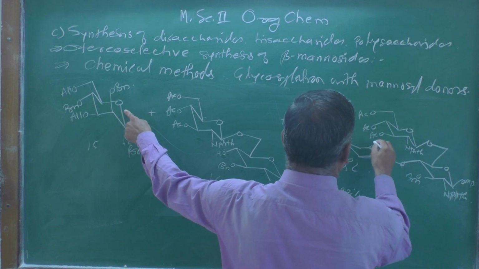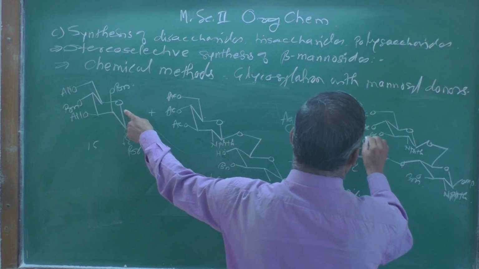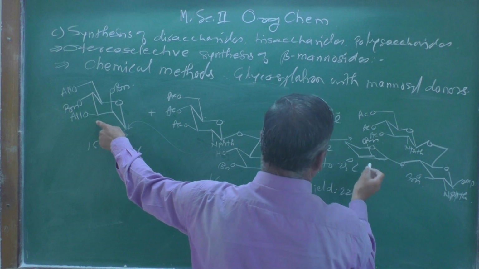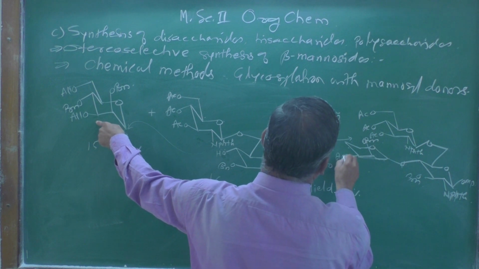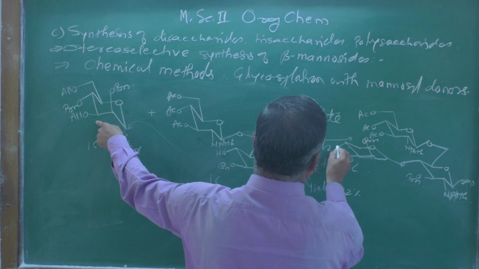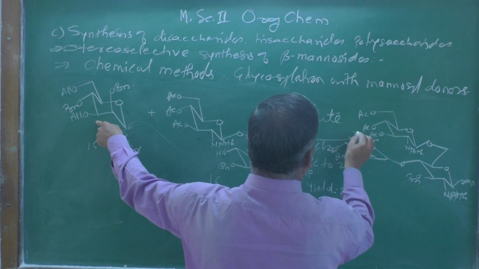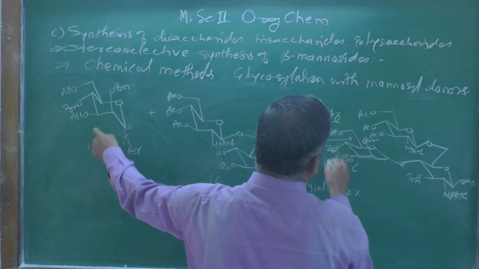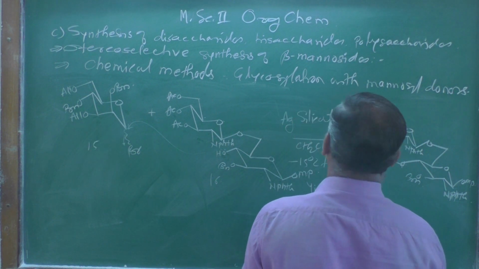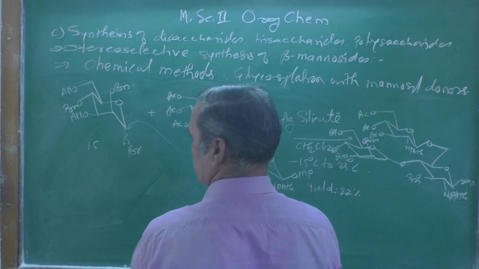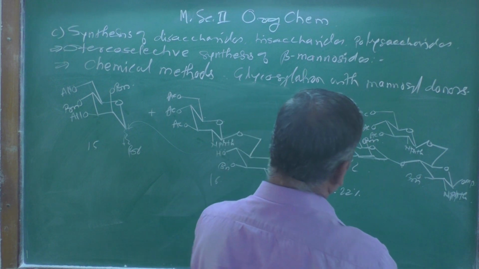Now here we can write OBn, and in this structure OAn, then here OBn, and here also OAn. So if you observe this structure carefully, what do you see?